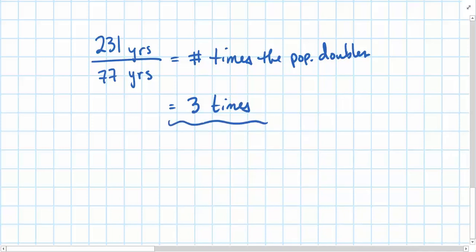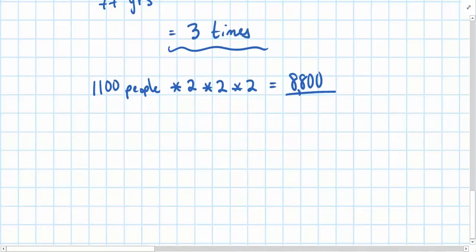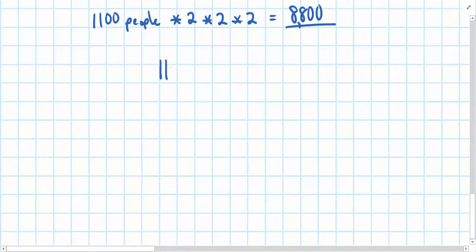Now, knowing that, if we start with 1,100 people and we double it once, we can double it twice, and then ultimately double it 3 times. And this will tell us what our new population will be, which is 8,800 people. Now, to make this problem look more like an exponential equation, you may have noticed that this is 1,100 times 2 to the third power. That's also equal to 8,800.